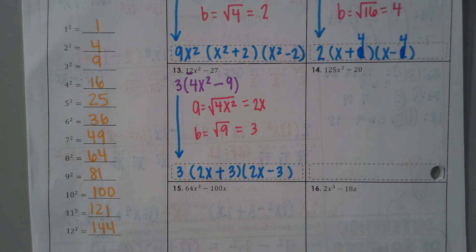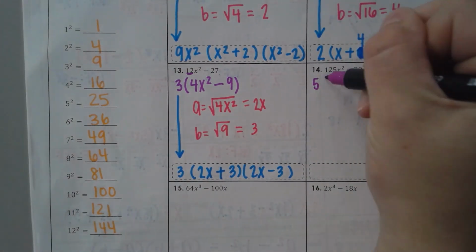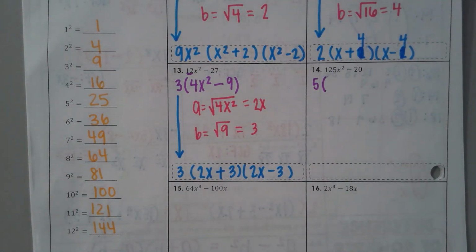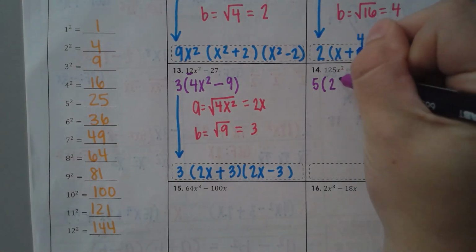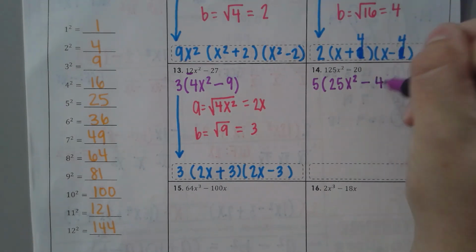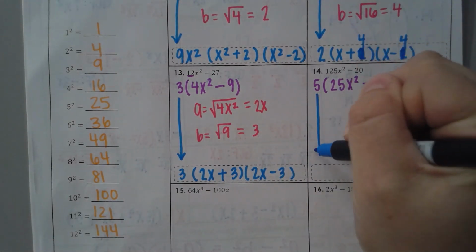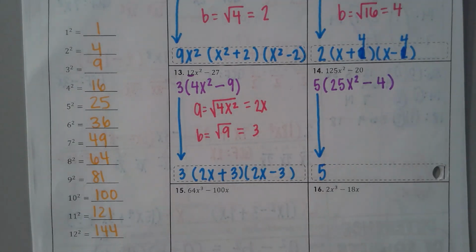All right, number 14. Is there a GCF? 5. And no x's in common. What's 125 divided by 5? 25. X squared minus, what's 20 divided by 5? 4. Bring down your GCF. I like to do that from the beginning, otherwise I often forget it. And so do a lot of you.